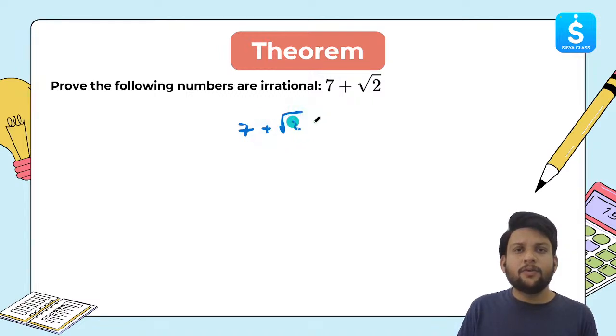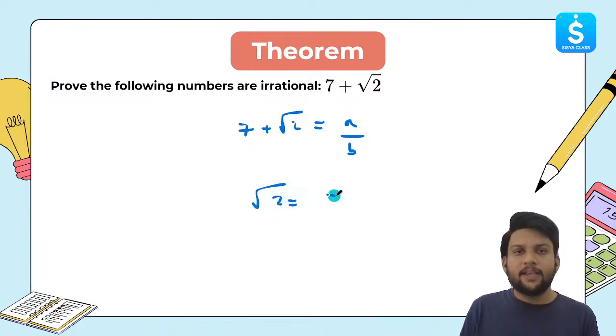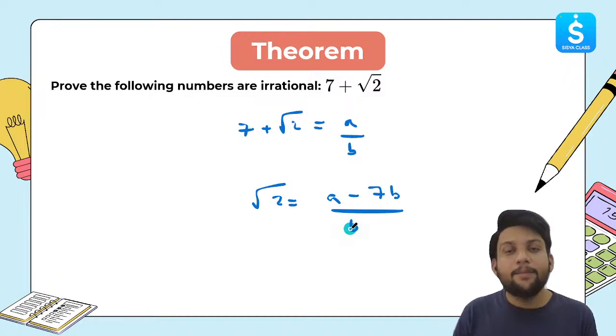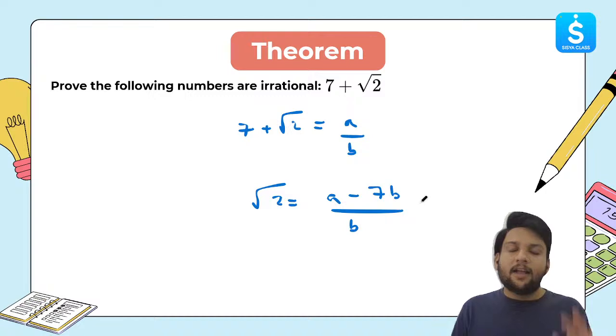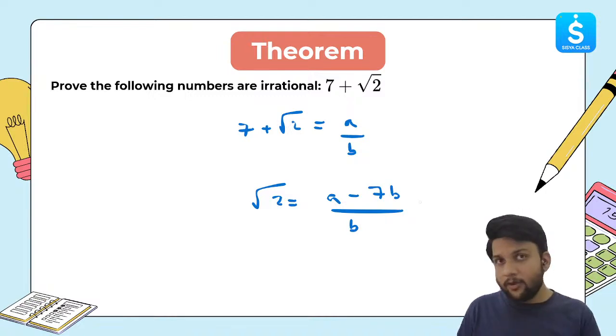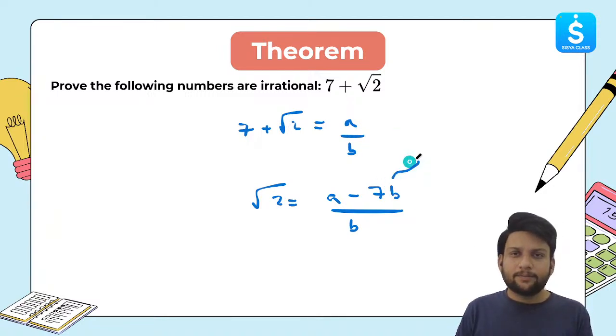So, 7 plus root 2 can be expressed in the form of a by b. Yes or no? Of course. Now I will just take 7 to the other side. I will get root 2 equals a minus 7b over b. Now see, the condition is a and b are integers. So if a is an integer and b is an integer, 7b will also be an integer, right? A is already an integer. So I subtract integer minus integer. For sure, this will be an integer, yes or no?